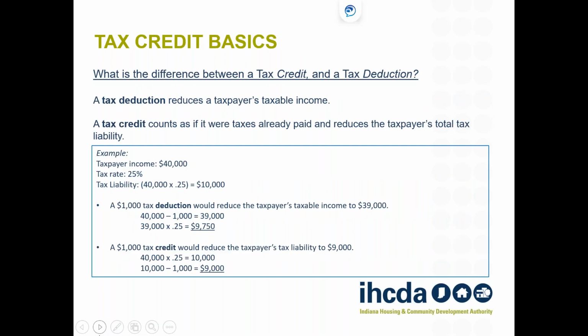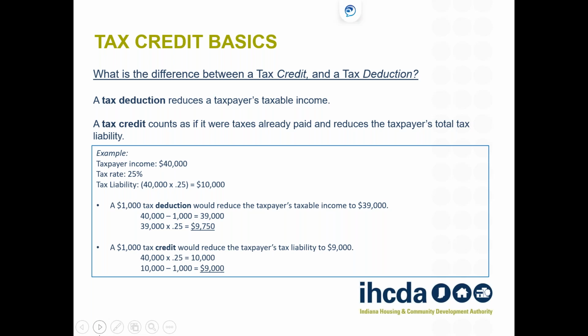And really quick, I know most of you, if not all of you, understand how tax credits work, but sometimes we will get questions about the difference between tax credits and tax deductions. So just to make sure that we're all on the same page, the tax credit is what reduces a taxpayer's total tax liability. It doesn't reduce the income that their taxes are based on. It reduces what they actually owe in their state taxes.